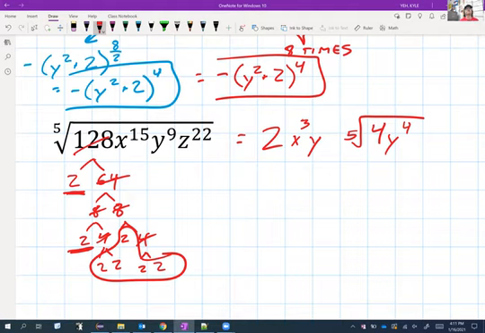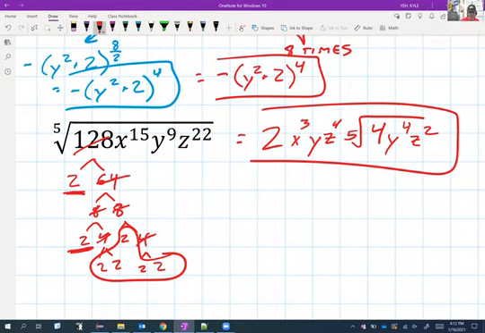And then how about z's? There are 22 z's total. So I can make 5, 10, 15, 20. I can make 4 groups of 5 for the z's, z to the 4th, and have 2 left over here. 2 left over there. So 2x cubed y z to the 4th times the 5th root of 4y to the 4th z squared. And there we are. Okay, so that's our 5th root, kind of a tougher, higher numbers problem. But again, conceptually, I would argue it's not any harder than what we did before. Same idea.